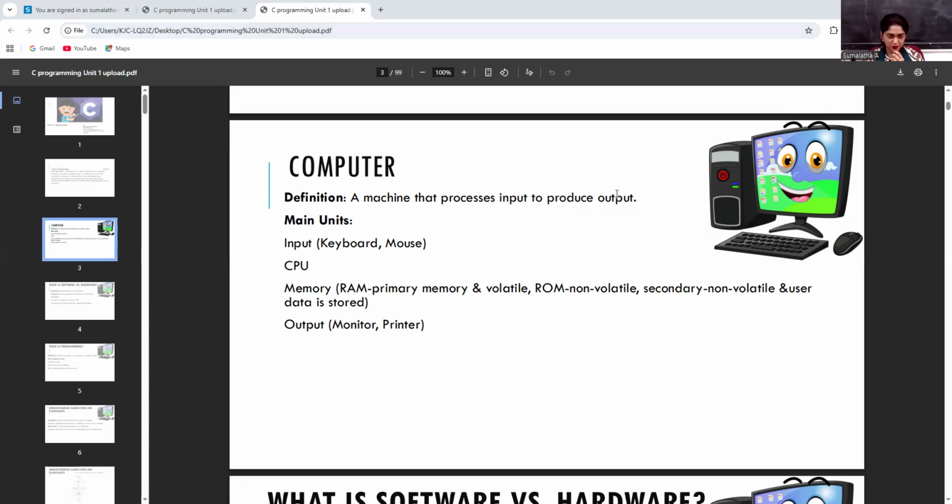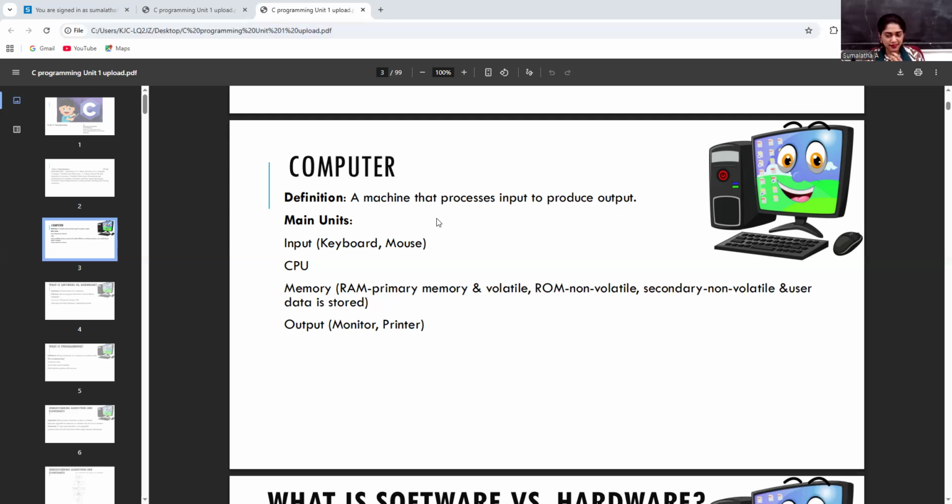Hello all. Let's study some of the basic concepts of computer before moving on to the actual C programming language. Whenever we look into a computer, what exactly is a computer? All of us know it's a hardware device. It basically looks like a machine. And why do we use this machine? It's basically to get some work done, right?